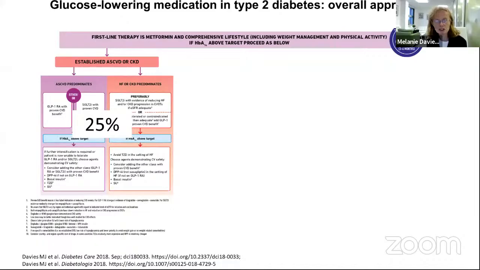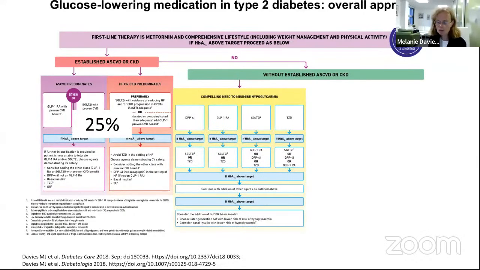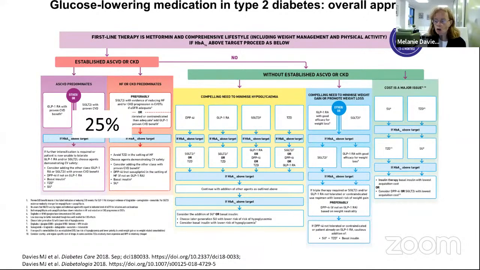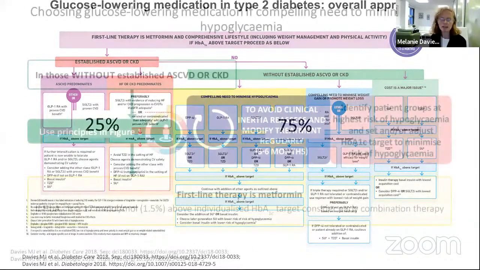As we said, metformin is still considered first line, and comprehensive lifestyle, including weight management and physical activity. In those with established ASCVD, chronic kidney disease, or heart failure, there's a particular algorithm around the preferred use of cardioprotective treatments, which I'll come back to briefly. However, in those without very high risk factors or established disease, then we think about these different scenarios. So for example, is there a compelling need to minimize hypoglycemia? Is that one of the things that you as the healthcare professional and the patient really has as a priority? Or is it, for example, weight, minimizing weight gain or promoting weight loss? Or is cost a major factor? And in some healthcare economies, cost is one of the main things.